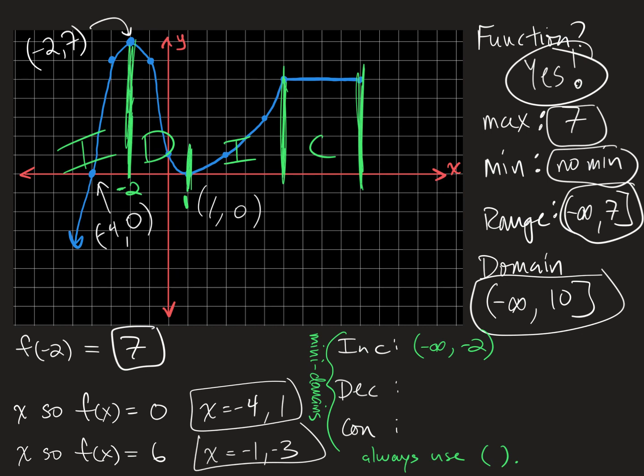Okie dokie. Now, let's take a look at where it's decreasing. Where does it start decreasing? Oh, over here on the left side, -2. Where does it stop decreasing? Oh, over here on the right side, 1. So you can just put -2, 1.